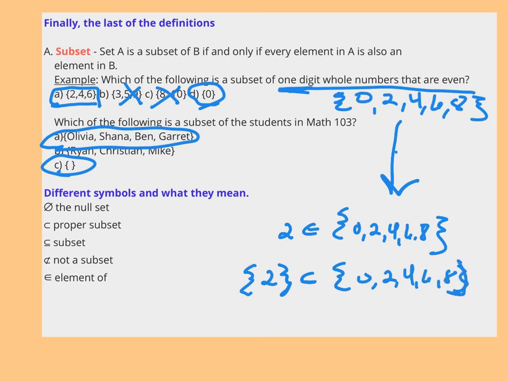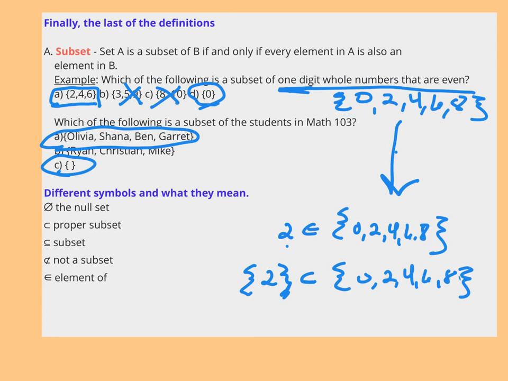The difference here, though, is that when I talk about a subset, I'm going to see that my 2 is going to be inside brackets. So I can tell that I'm talking about a subset because I have brackets, where in the one above, the 2 does not have brackets. It's just an element of.